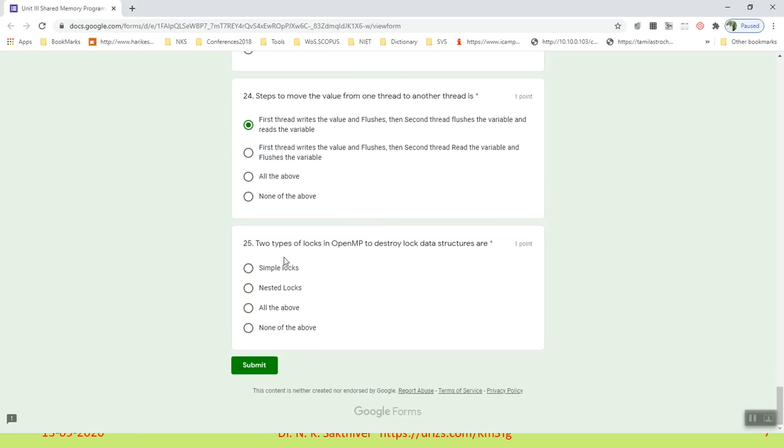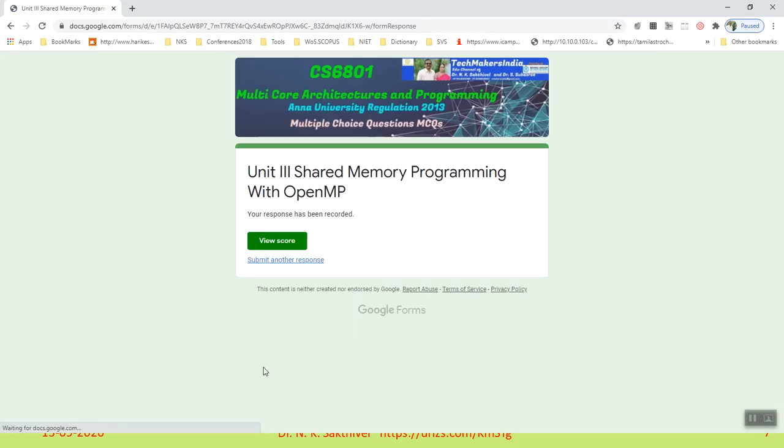And the last question: the two types of locks in OpenMP used to destroy, meaning two locks. Obviously simple, nested, all of the above. All of the above is the correct answer because these are the two locks of OpenMP. To destroy a lock, a simple lock can be used, and a nested lock can also be used. This is for linear and this is for looping. So I am selecting all of the above. Okay, all the 25 questions are completed.